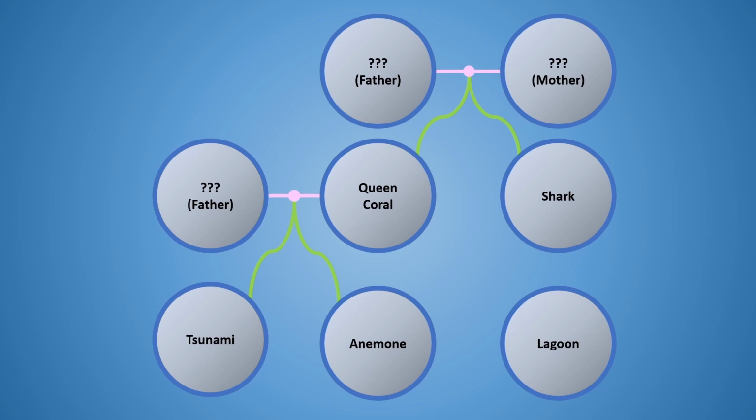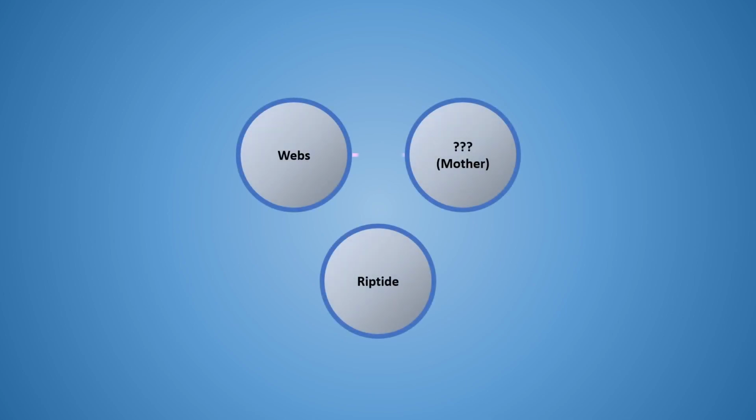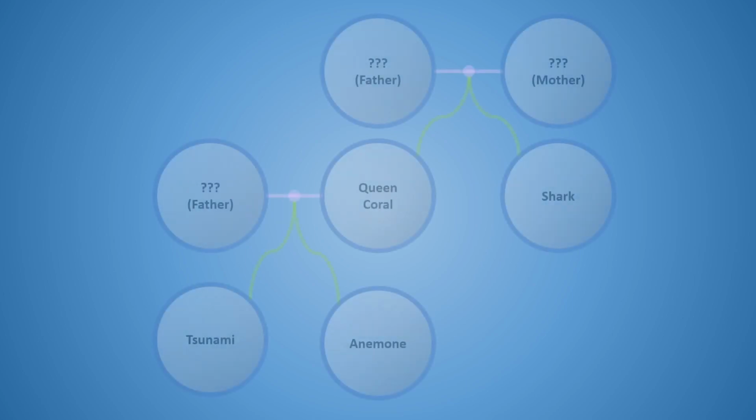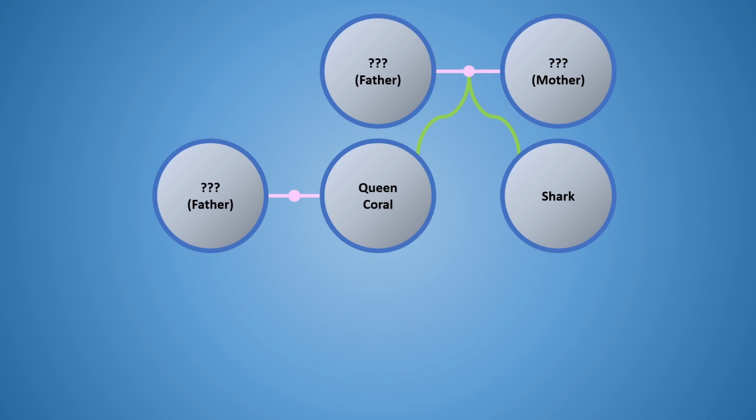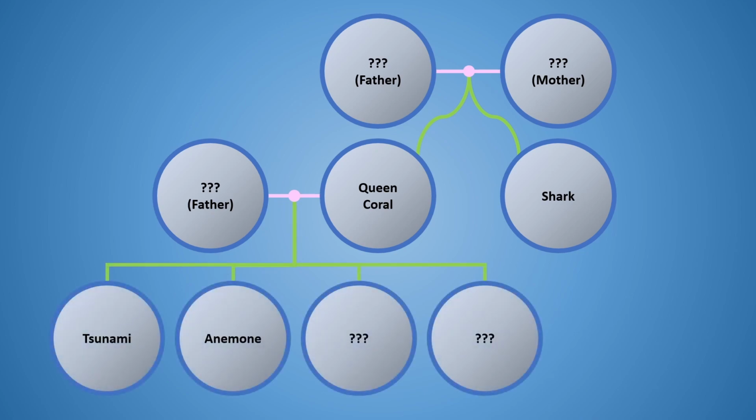During the conversation, we learn of Riptide's affiliations with Webs. It turns out that Webs is Riptide's father. No information is given about his mother, though. After finding out about Riptide's family connections, we are indirectly introduced to Tortoise. She has the job of keeping the royal hatchery guarded. We find out that Queen Coral is expecting two female dragonettes at the end of the week, which means more sisters for Tsunami if they survive.